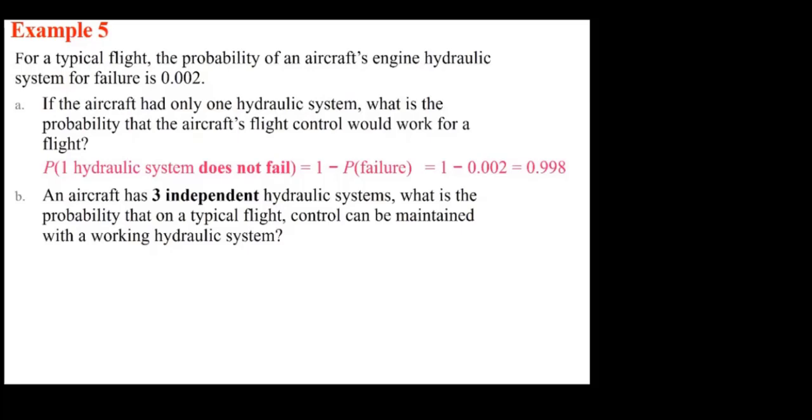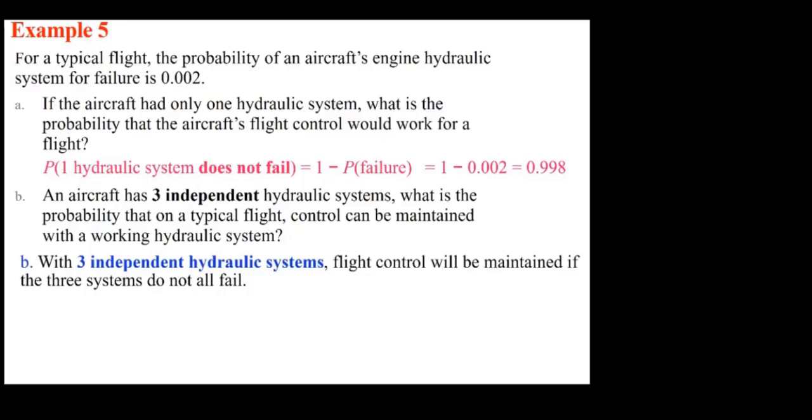An aircraft has 3 independent hydraulic systems. What is the probability that on a typical flight, control can be maintained with a working hydraulic system? They are independent, and so even if only one of them works, the flight control will work. So the only way that it fails is if all of them fail. If the systems are independent, it can really save lives. And so all of them can fail with the following probability, 0.002 to the third power.